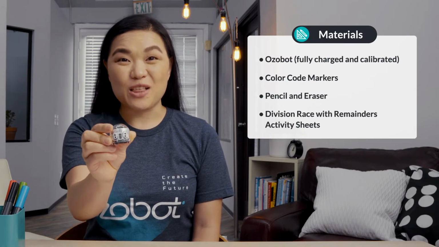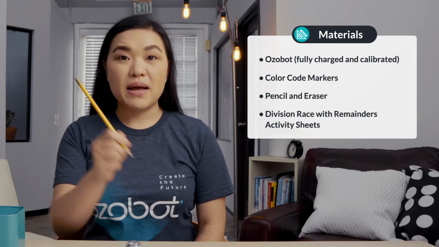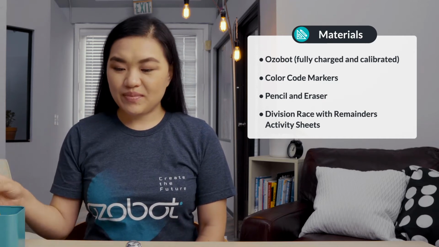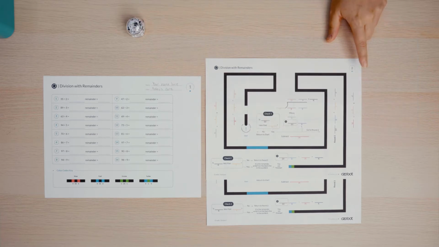I hope you like to race because today you will be racing your Ozobot while you practice division. To add to the challenge, all of your quotients will have remainders. Let the racing begin. For today's lesson, you will need an Ozobot fully charged and calibrated, your color code markers, a pencil and an eraser, your division with remainders page, and 2 copies of your division with remainders activity sheet.